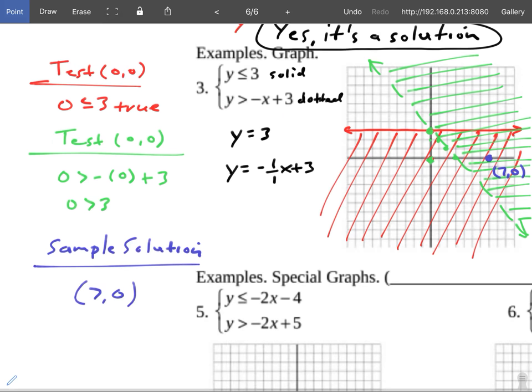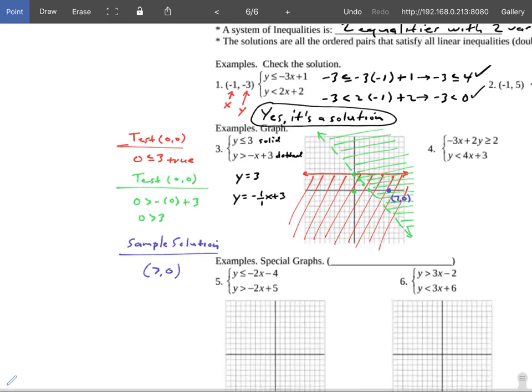Does that make sense to you guys? Again, if you have any questions at any point, just give me a shout out, all right? Just unmute yourself. So let's look at number 4.